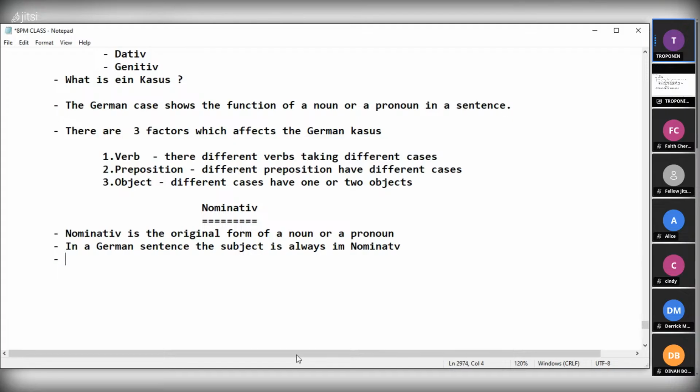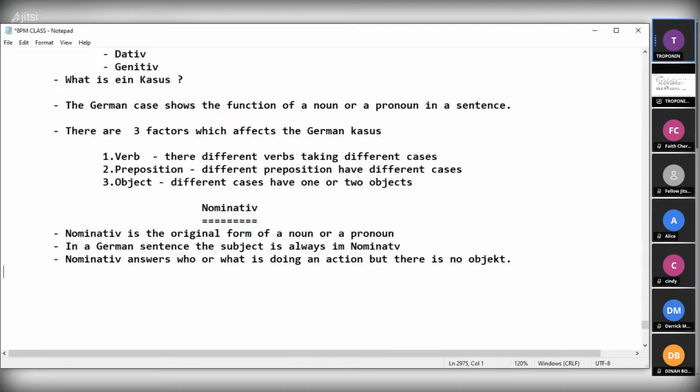Then the third one is, this nominative answers who or what is doing an action, but there is no object. So nominative answers who or what is doing an action, but there is no object, like that.